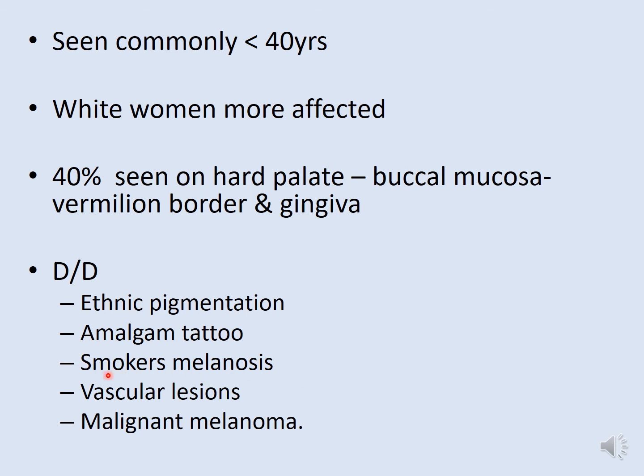Okay, vascular lesions are basically lesions of endothelial origin, and they are differentiated based on the color. Oral nevi are usually dark brown to black in color, whereas vascular lesions are usually red, blue, or bluish black in color. Malignant melanoma, of course, varies in size, shape, and presentation, and is more aggressive, and of course, it is the reason why we worry about oral melanotic nevi, right?